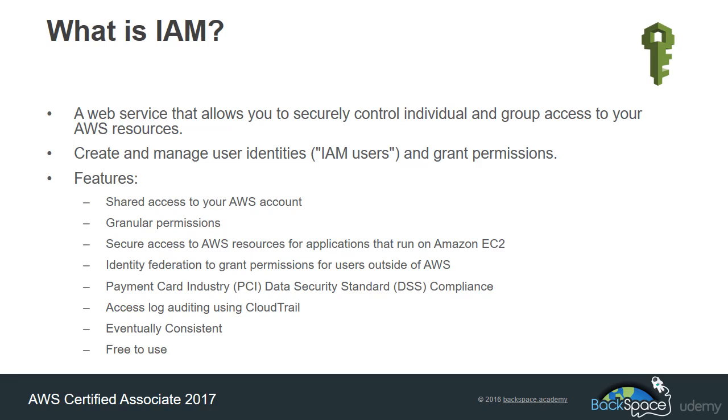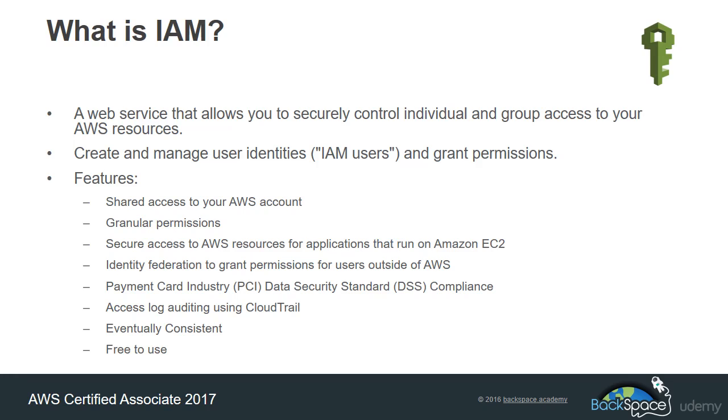It provides secure access to AWS resources for applications that run on EC2. If we have an EC2 instance running on our infrastructure and that needs to access other resources within our infrastructure, we can set up a role to do that. There is identity federation to grant permissions for users outside of AWS. It is also Payment Card Industry, or PCI, Data Security Standard, DSS, compliant. It provides access log auditing using CloudTrail, and it's eventually consistent.